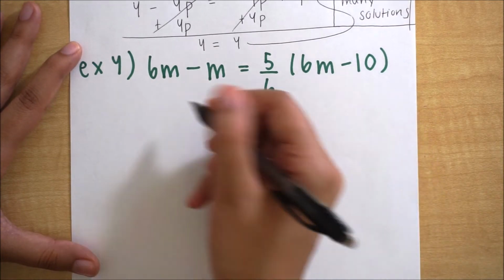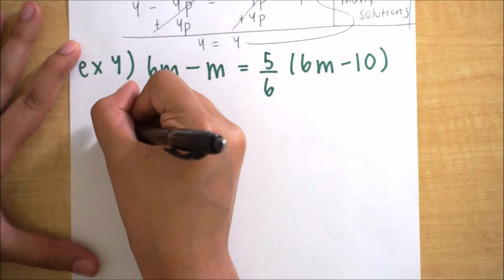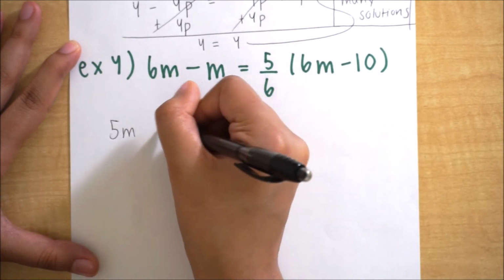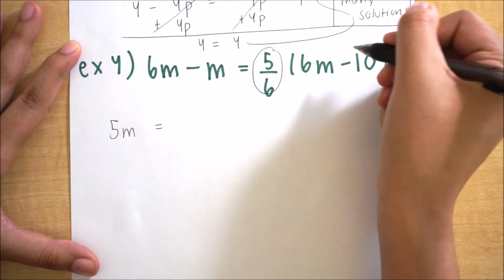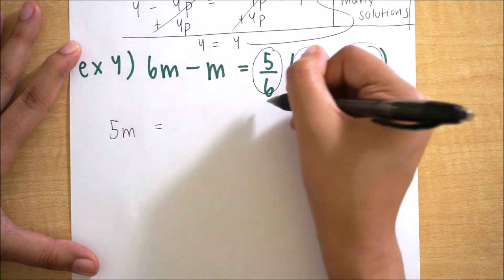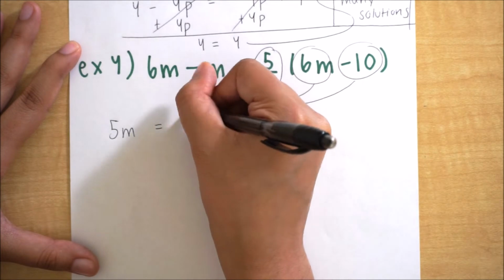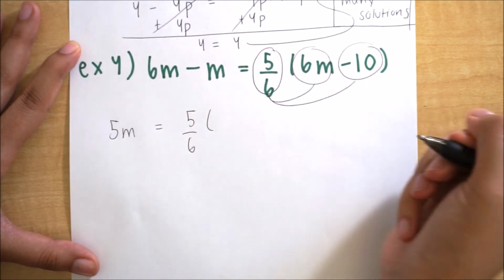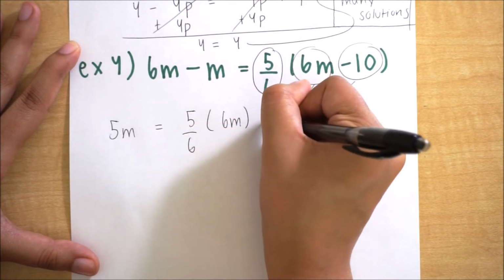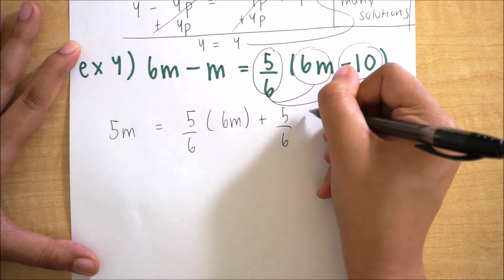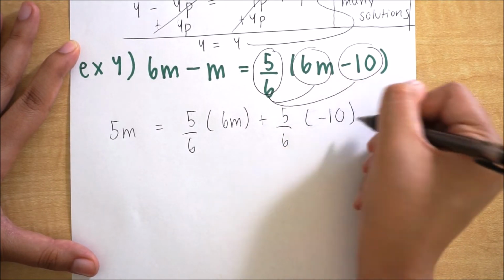Let's go to our next example. So let's combine the like terms on the left side. So 6m minus m is 5m. Then we're going to go ahead and create our bubbles and distribute this. So 5 over 6 times 6m and 5 over 6 times negative 10. So we have to add it, and we will worry about the signs later.